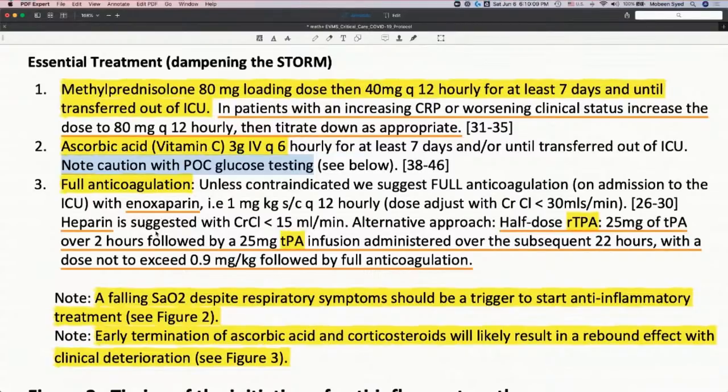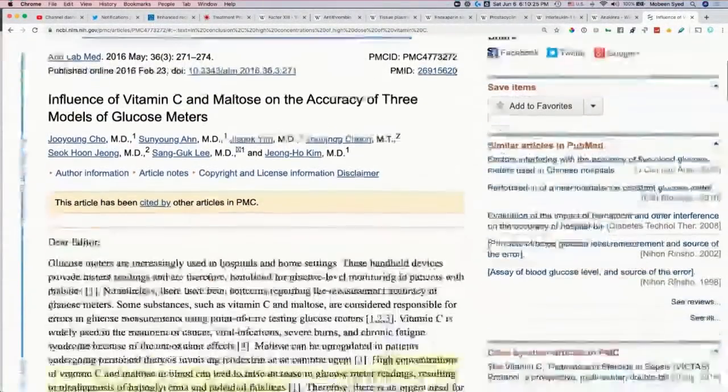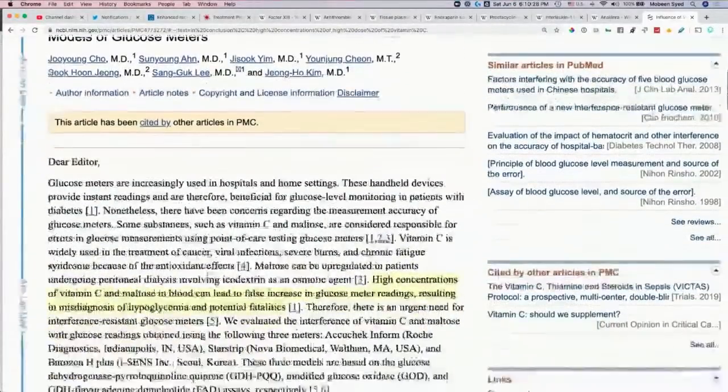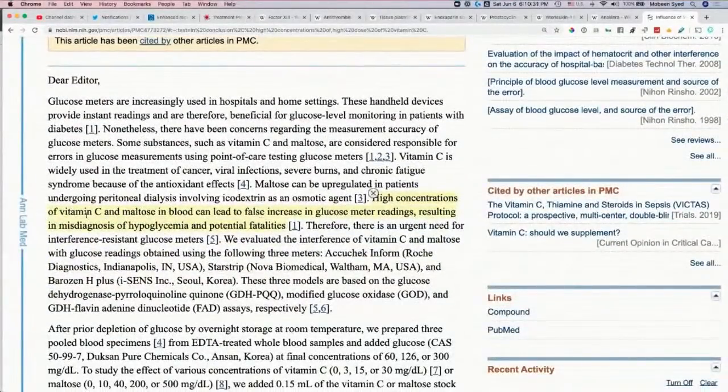So it is really not the vitamin C itself. It is the vitamin C's reaction with the glucose testing enzymes, which can then make them work incorrectly and show a high level of glucose. So here is the study. I have put the link out there. In here, you see higher concentrations of vitamin C and maltose in blood can lead to a false increase in glucose meter reading. They do not lead to truly increased glucose. Just the reading becomes wrong, resulting in misdiagnosis of hypoglycemia and potential fatalities. So this is a very important thing.